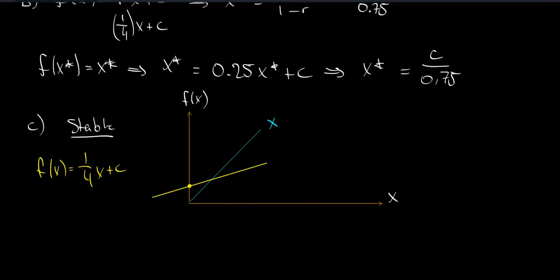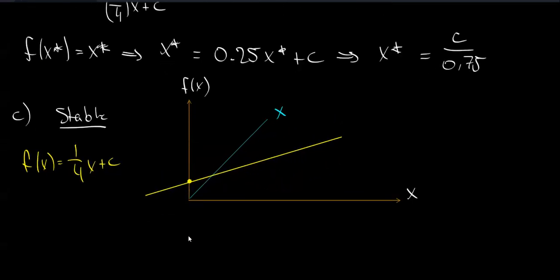A quarter slope is less than 1, right? So as far as slopes go, the yellow line is going to be less steep than the blue line, because the blue line, x, has a slope of 1. It doesn't matter by how much less steep. It just matters that when we draw it, it's still less steep. Okay, and we'll get something like this. And if you vary the value of c, you'll just raise it or lower it, but the same principle will apply to the equilibrium.